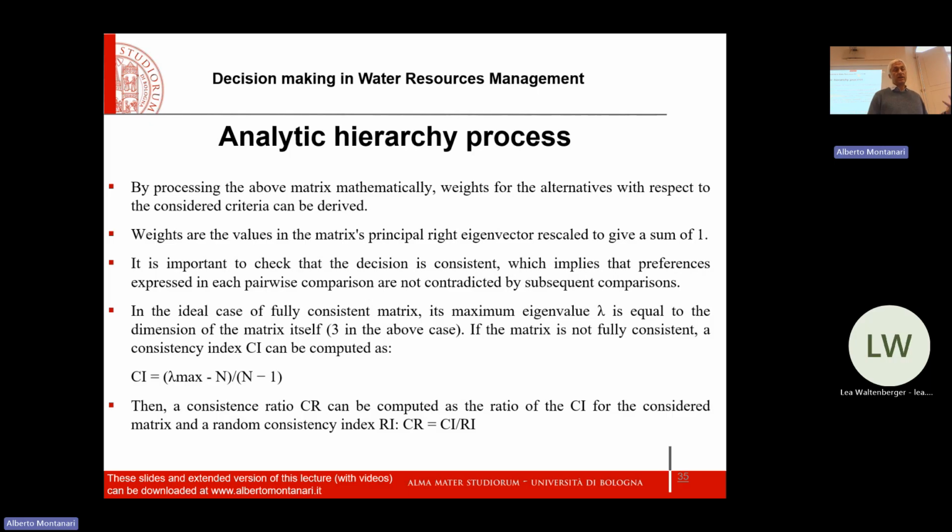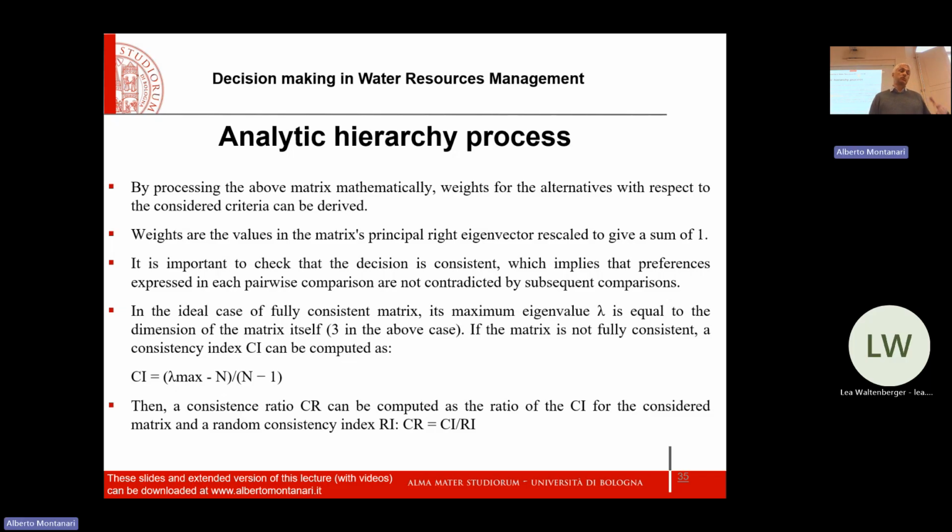You may remember something of matrix calculus. For a matrix, you can compute eigenvectors, and there are several different eigenvectors. You have to take the right principal one. The eigenvector is composed of its vector values. You have to rescale them so that their sum is equal to 1. And these are the weights, okay? The weights can be computed for any matrix, even if it is not consistent.